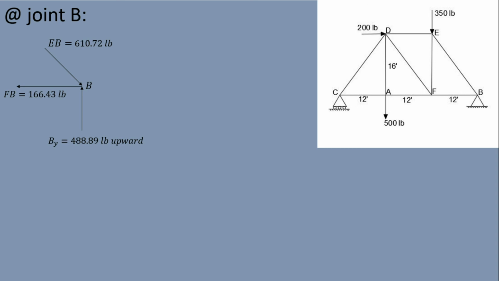Ito naman, since last na point na to, dito makakaroon na tayo ng checking. Pwede na natin ma-check kung tama ba yung mga nakuha natin na member. So, pwede natin ma-check through sa mga points. Since may reaction tayo dyan sa B, no? Meron na tayong mga reactions. Meron tayong upward reaction na 488.89 na dapat kontrahin ni EB.